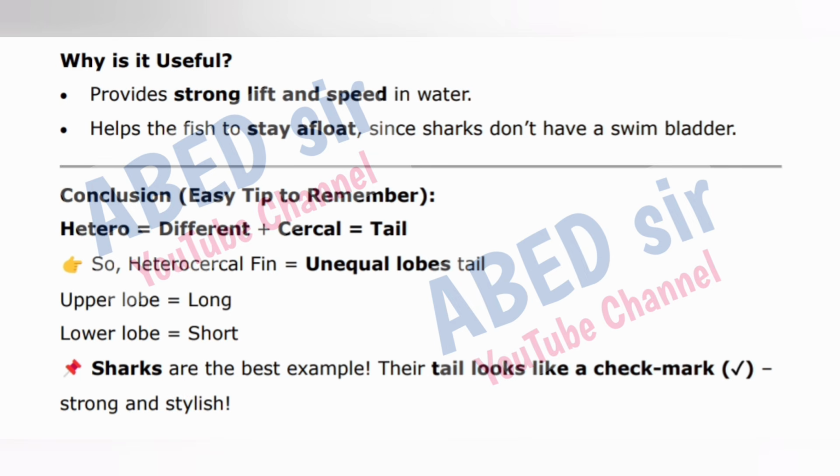Conclusion, easy tip to remember. Hetero equals different, plus cercal equals tail. So, heterocercal fin equals unequal lobed tail. Upper lobe equals long. Lower lobe equals short. Sharks are the best example. Their tail looks like a check mark, strong and stylish.